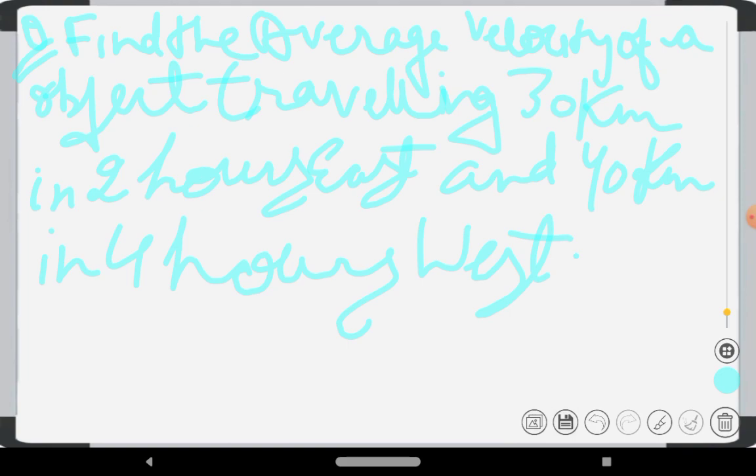So let's get started. The first question is: find the average velocity of an object traveling 30 kilometers in 2 hours east and 40 kilometers in 4 hours west. This question asks if an object travels 30 kilometers east in 2 hours and then 40 kilometers in 4 hours west, then what is the average velocity here? So what is the formula to find the average velocity?